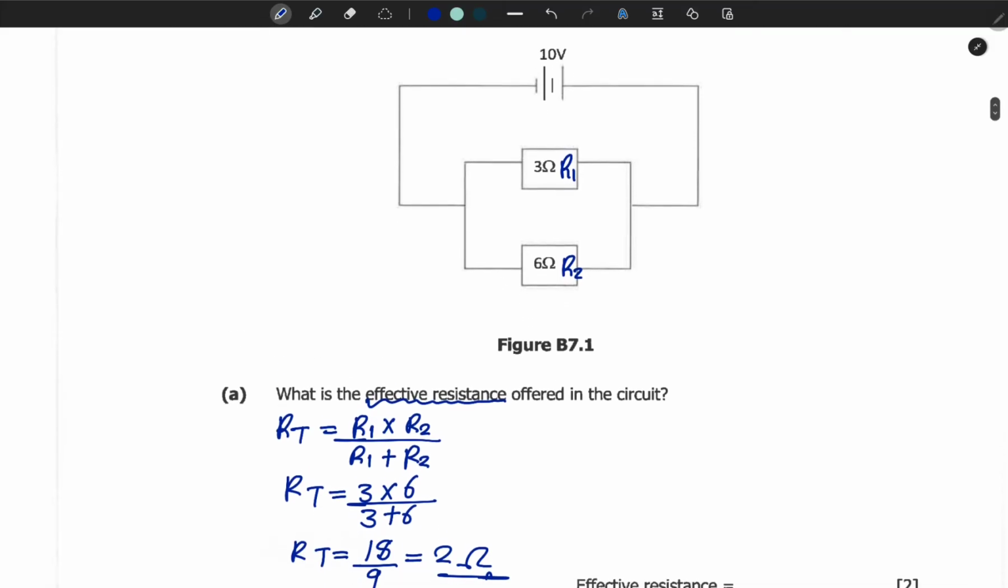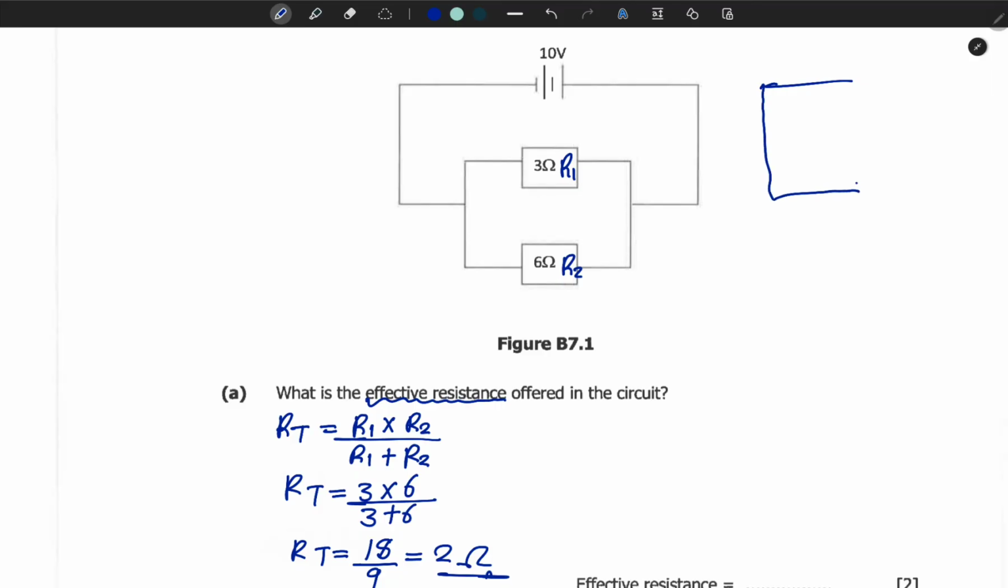Now if we are to redraw, we can come up with something like this. So we've combined the two resistances to make one. So I have 10 volts, then we have 2 ohms. This is what it simply means: you have combined the two to make one resistor.